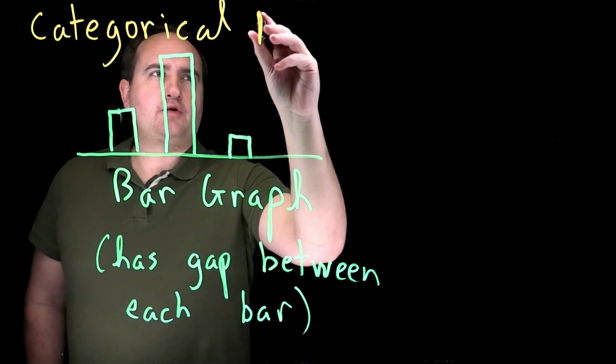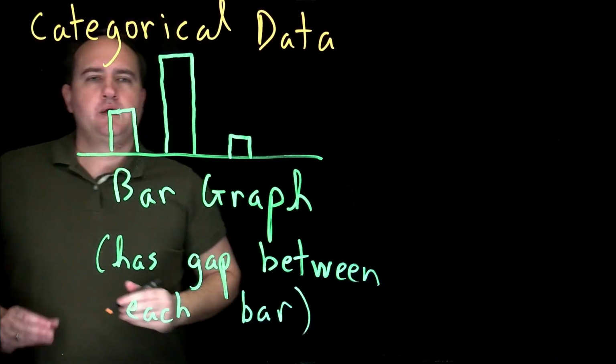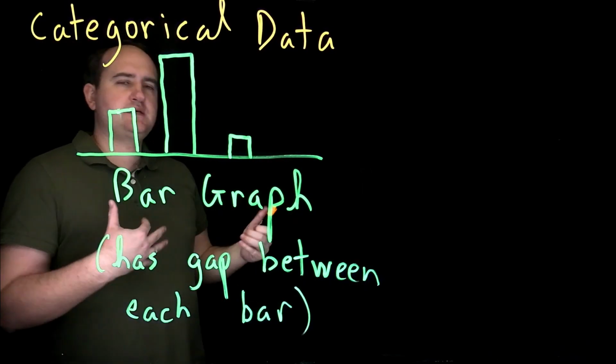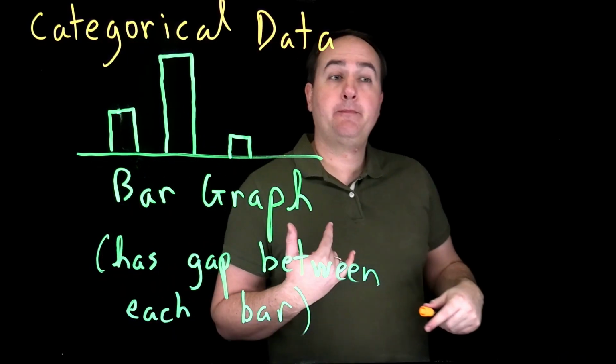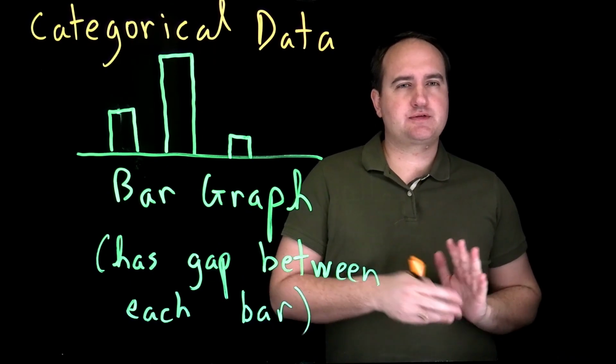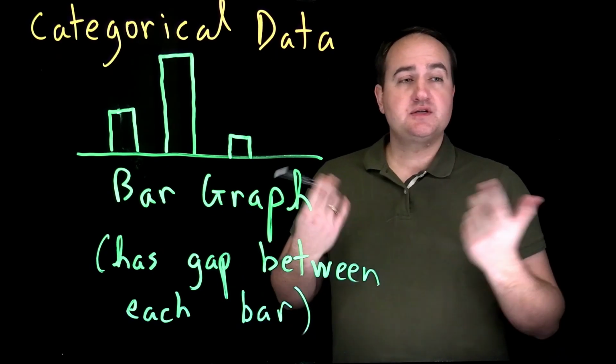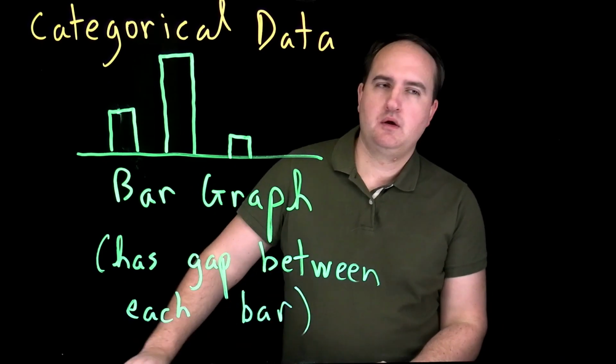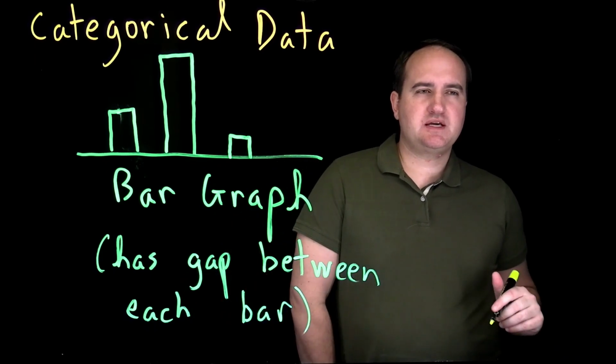Okay, so categorical data is what we do for a bar graph. And we're going to see more actual bar graphs in the next section. In section 2.3, we're going to see all kinds of graphs. But in this section, we're focusing on histograms. So what do histograms look like?